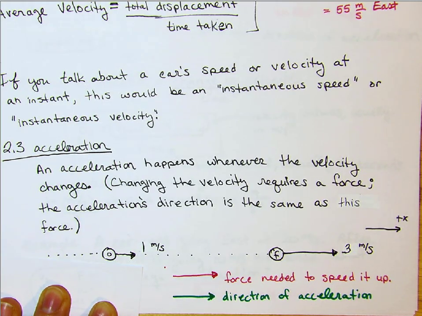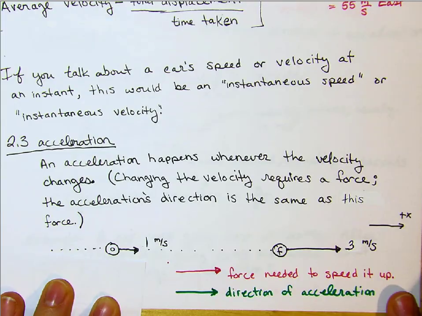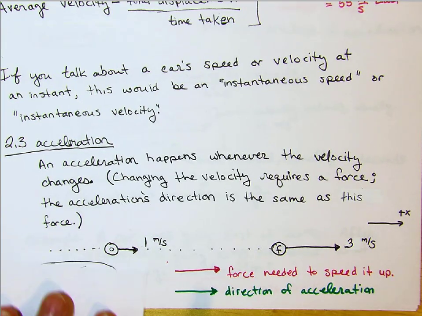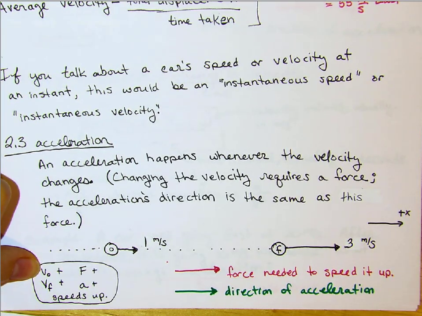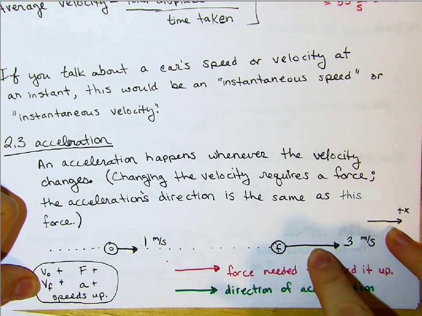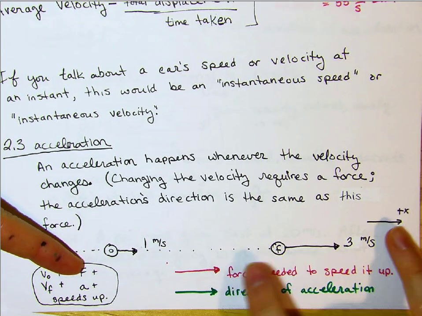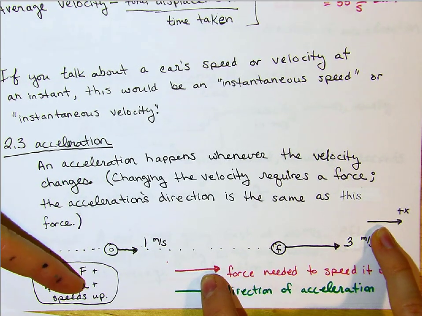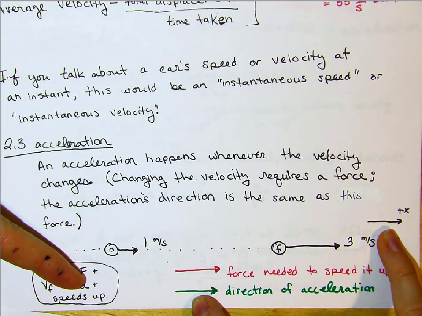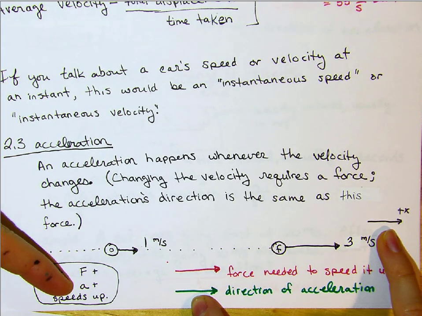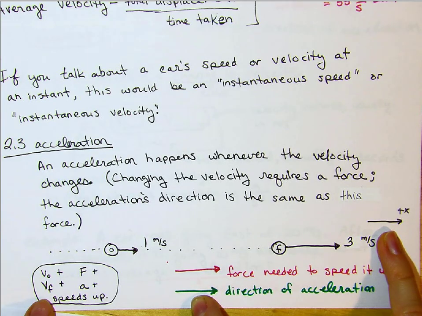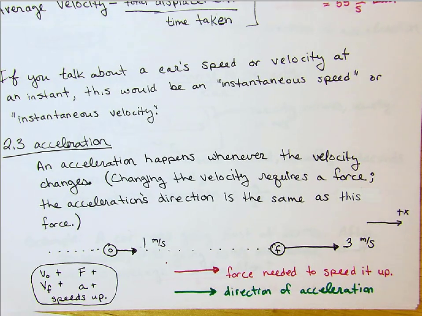So let me just take a second here and make a little catalog of things. My initial velocity, I would say, is in the positive direction. My final velocity is also going to be pointing in the positive direction. The force is pointing in the positive direction, and the acceleration is pointing in the positive direction. And the overall result is that it speeds up.